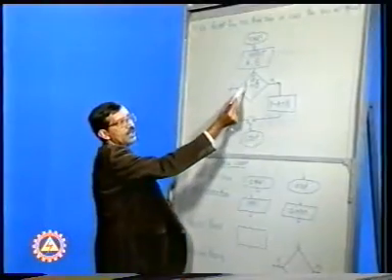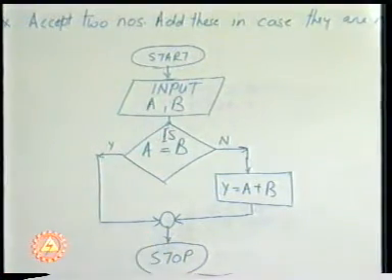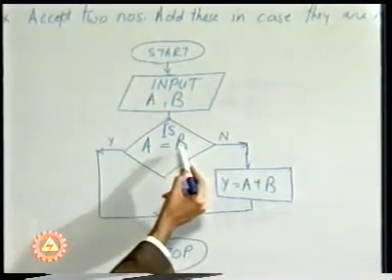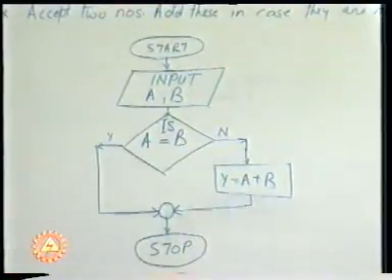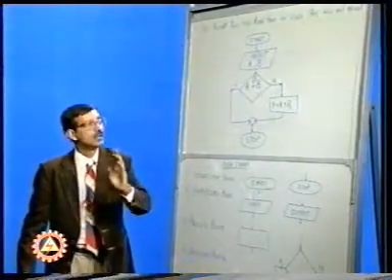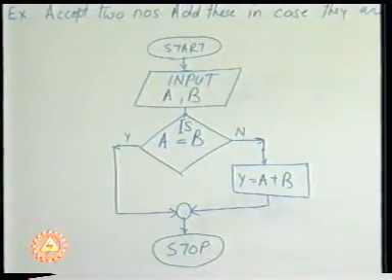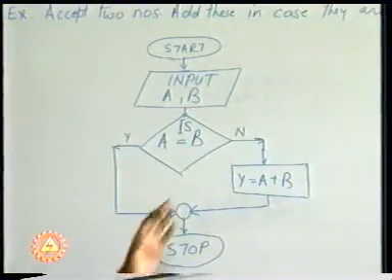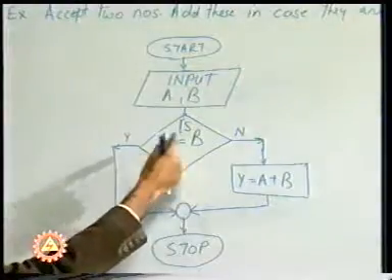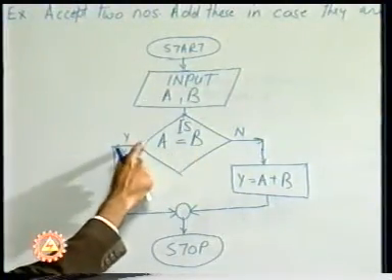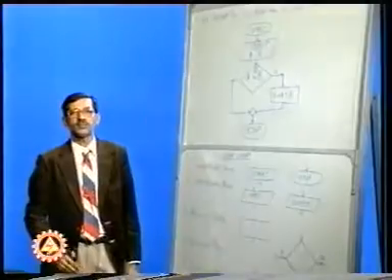In case A is equal to B, I will follow this path and reach this connecting block. In case A is not equal to B, I'll follow this path and come to this block, which has a unique function, that is of processing. There I say y is equal to a plus b. That means add the two numbers a and b and store the result in y. So under any circumstances, whether a is equal to b or a is not equal to b, I'll follow either this path or I'll follow this path and will reach the connecting block.